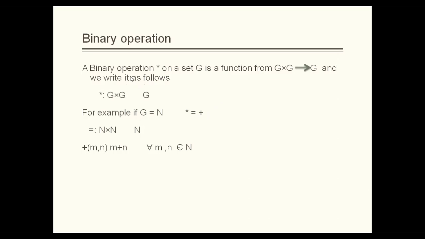A binary operation star on a set G is a function from G cross G to G. What is G? Until we describe the group and all the group properties, G is just a set, nothing more. It is not a group, it is a set.